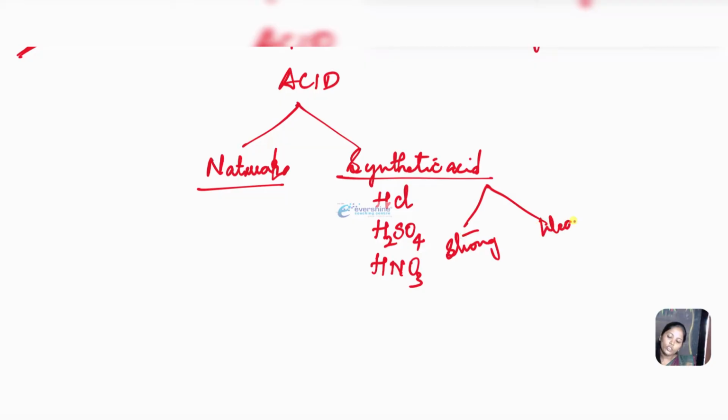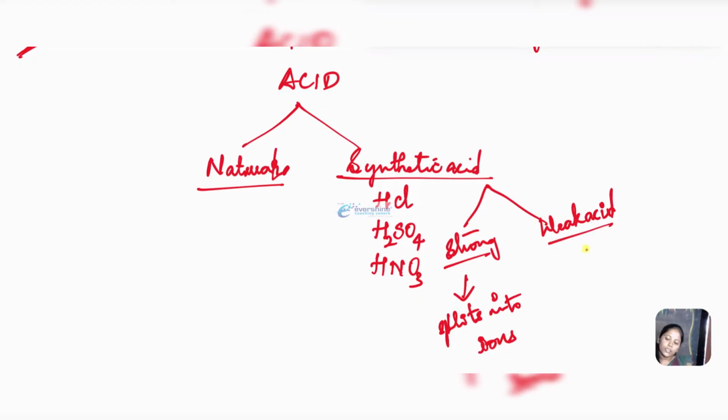What do you mean by strong acid? Acids which completely split into ions. When we dilute those acids, if they completely dissociate, then they are strong acids. Weak acid means it will dissociate partially. Give an example of a weak acid. CH3COOH is a weak acid. Why is CH3COOH a weak acid? Because it partially dissociates into ions.